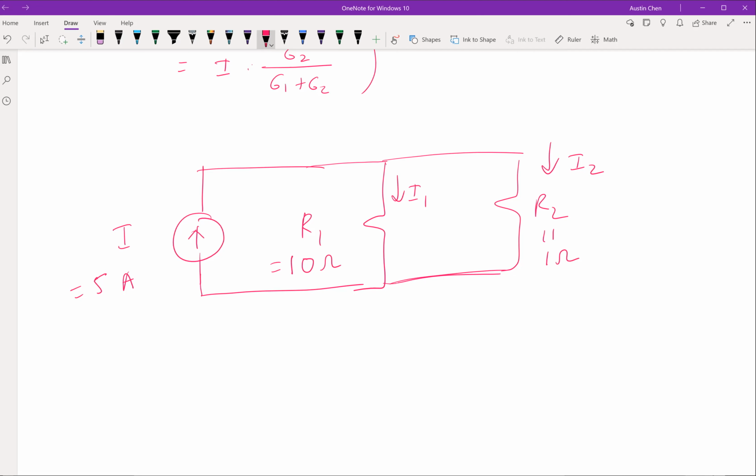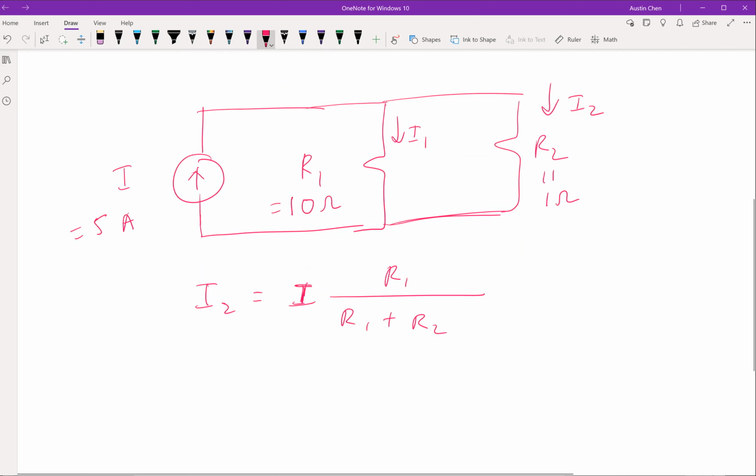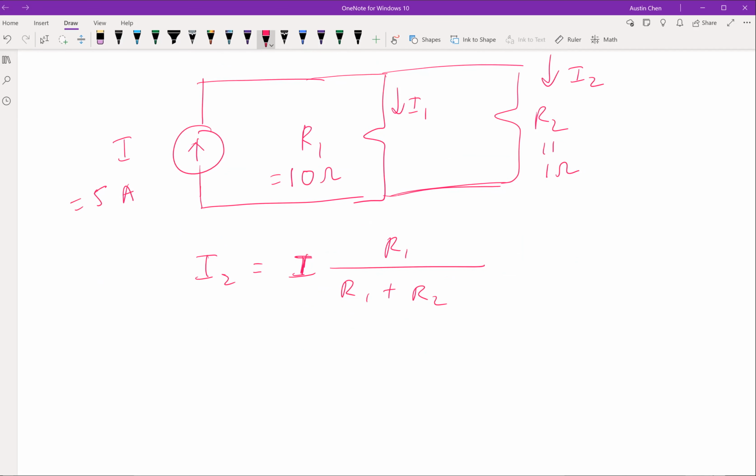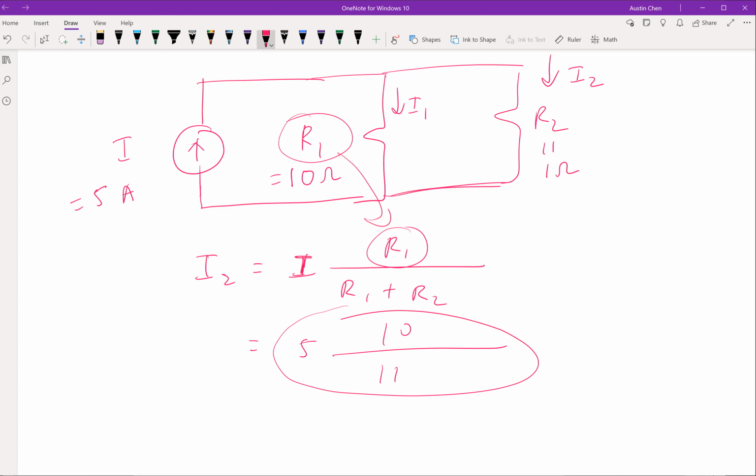I2 is equal to I times R1 over R1 plus R2. If you plug in the number here, this is going to give you 5 times 10 divided by 11. I'm going to leave it over here. I'm going to leave it to you to figure out whether this makes sense or not. I'm taking this ratio, taking R1 and putting it here as my numerator.